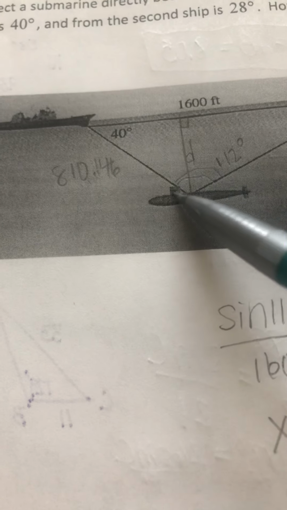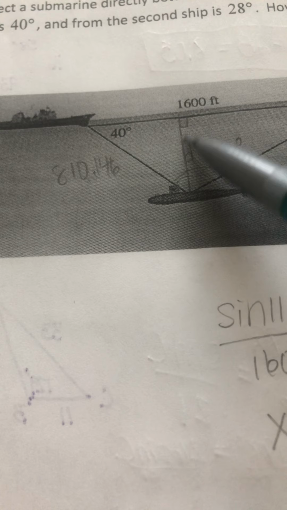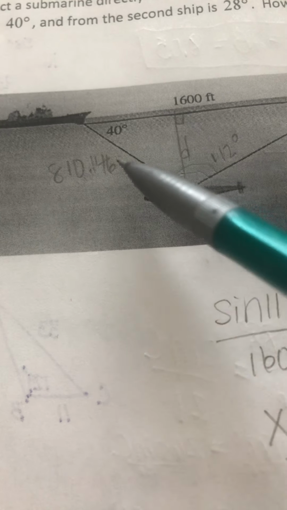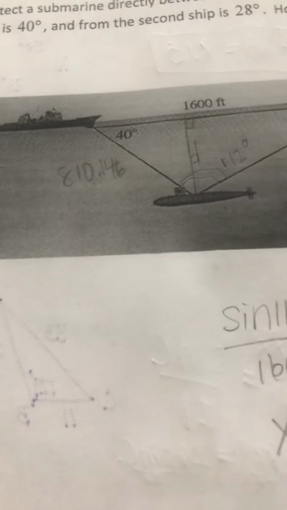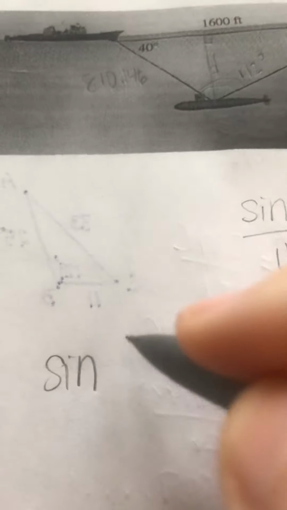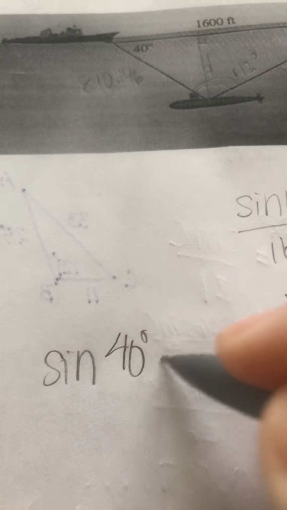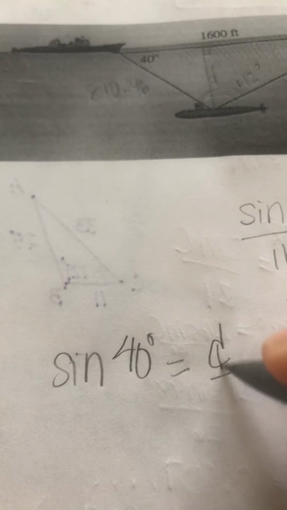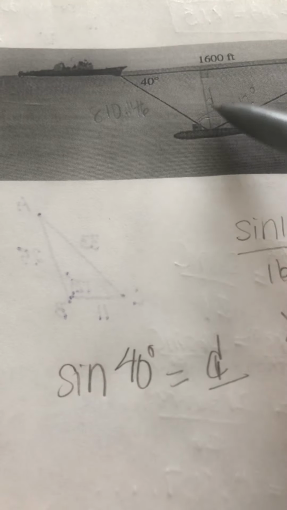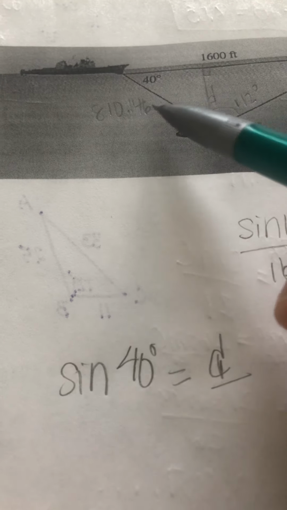Okay, so just think about the triangle here. This is a right triangle. That's the hypotenuse, okay, and this is the distance you're trying to find. So you can use regular trig. You can also go back to using the law of sines too, you guys. It does not matter. Law of sines works in a right triangle as well. So sine of 40 degrees, look at the small triangle, equals d over the hypotenuse, which is 810.